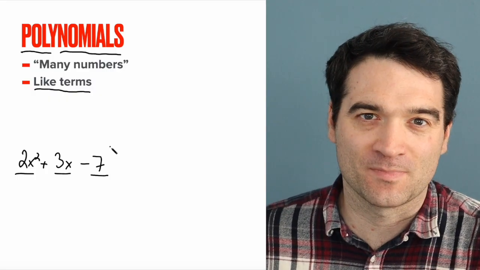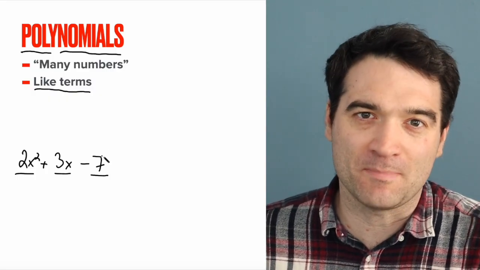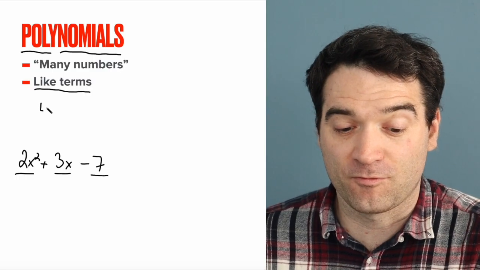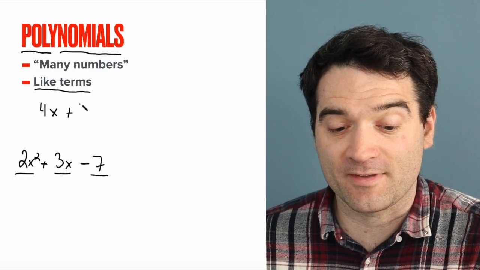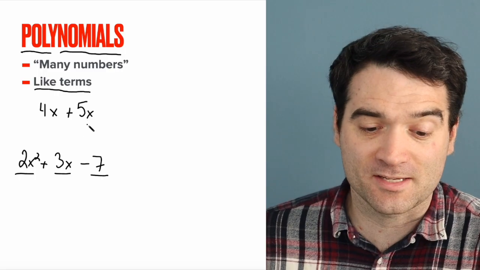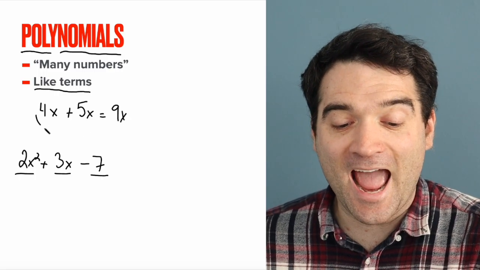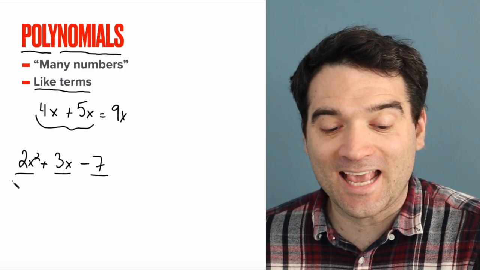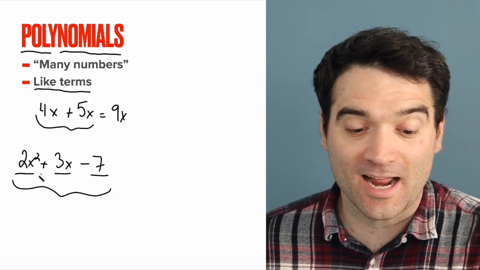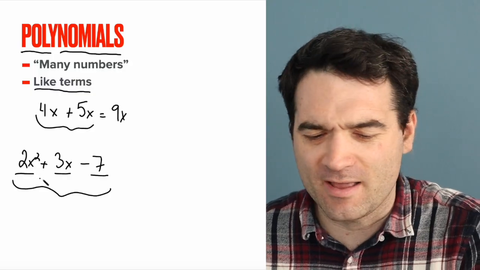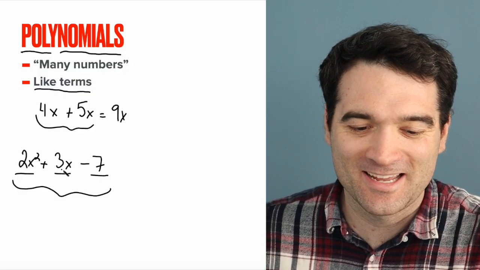What are like terms? Like terms are terms that can be combined. For example, if I said something like 4x plus 5x, you'd be able to look at that and say, well, 4x plus 5x equals 9x, right? I can add these terms together. I can't say that about these, right? I can't add 2x squared to 3x and get, I don't know, 5x cubed or something like that, right?